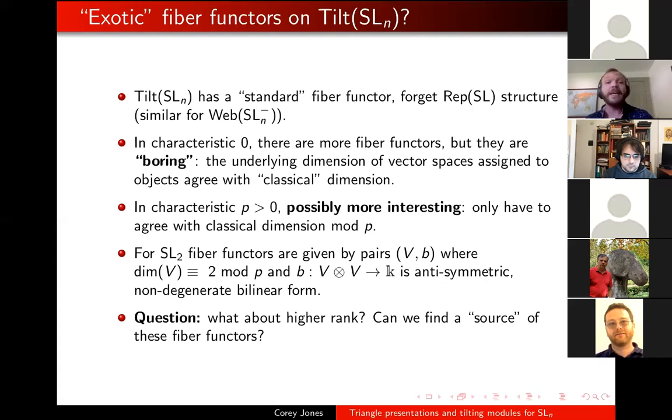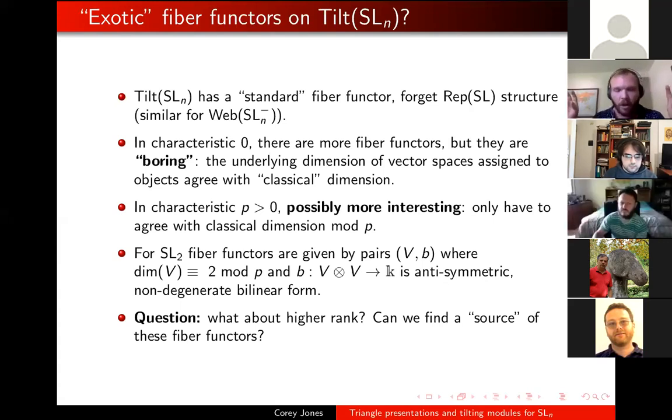But in characteristic P, you could possibly get much more interesting phenomena. In particular, the dimension, the quantum dimension, or the dimension of the vector space that your fiber functor assigns to an object only has to agree with the classical dimension in the field. So in particular, modulo P. And so this opens the door for possibly much more interesting exotic fiber functors. I'll call it exotic. It probably doesn't deserve to be called exotic because they seem to always be around. But they're more interesting than this characteristic 0 case.